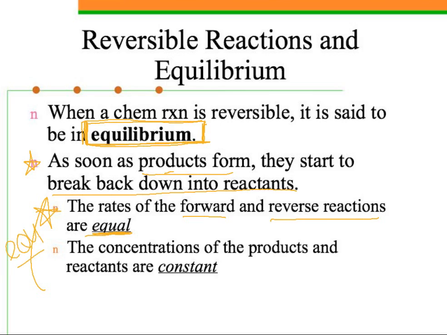The second condition of equilibrium is that the concentrations of the products and reactants are constant. Constant meaning stable. Constant does not mean the same, actually. Constant means stable, means unchanging. You could have more of one thing than another, but the amounts are going to be stabilized. This will make more sense the more we talk about it. Right now, if you're just like, what, I don't really get it, then that's okay. Write this down. We'll talk about it more in class.